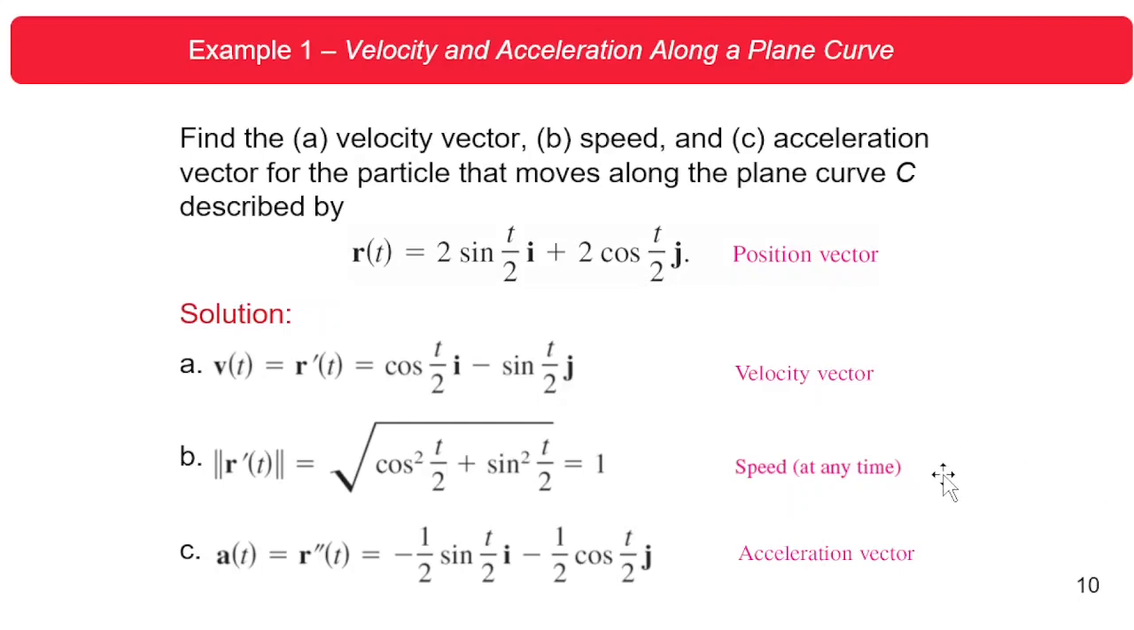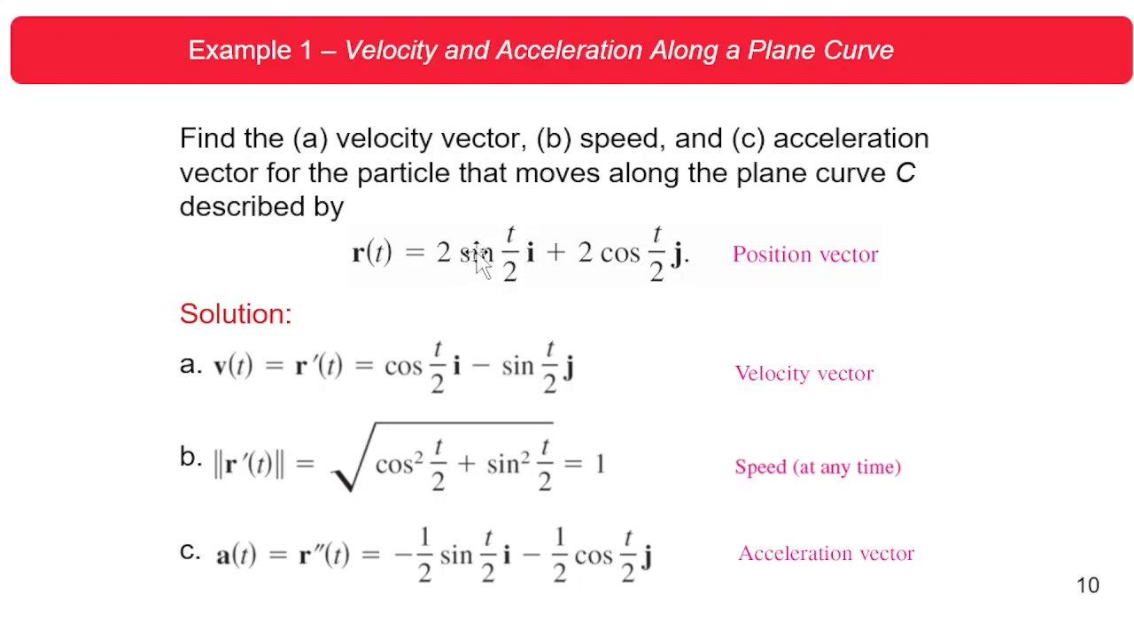As an example, suppose we are asked to find the velocity vector, the speed, and the acceleration vector for the particle that moves along the plane curve C defined by the position vector r of t equals 2 sine of t over 2 times i plus 2 cosine of t over 2 times j. To find the velocity vector of this position vector r of t, we need to find the first derivative.